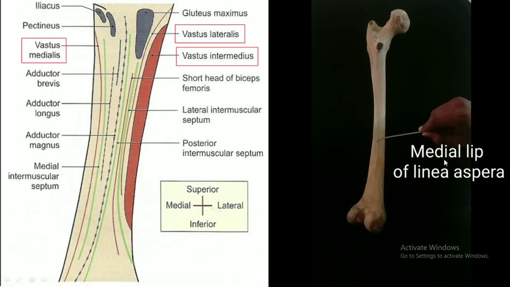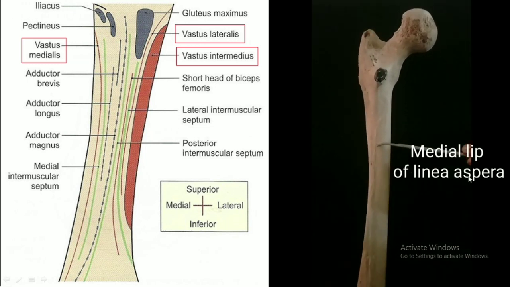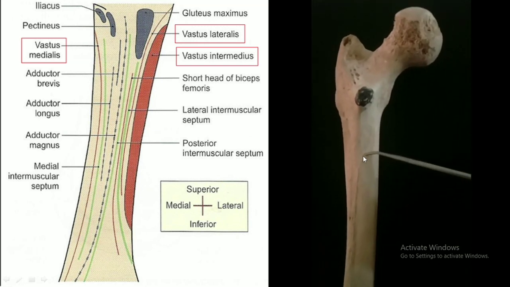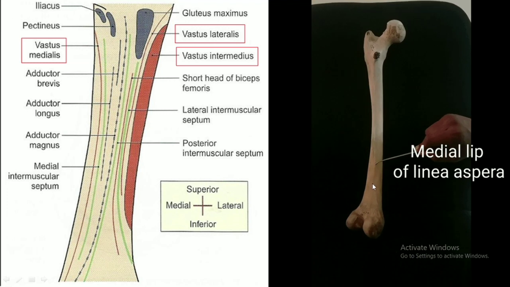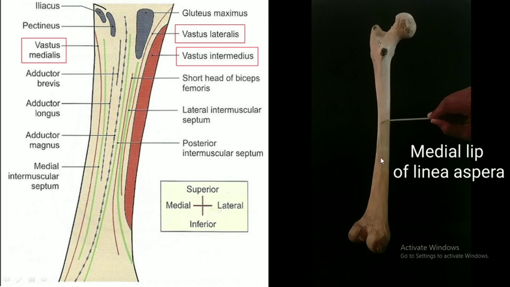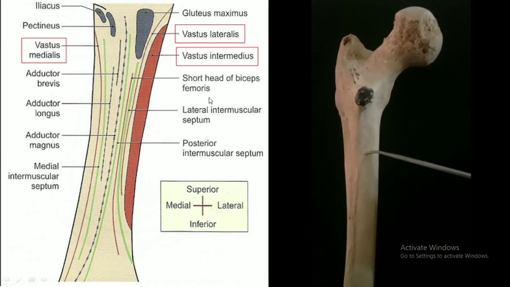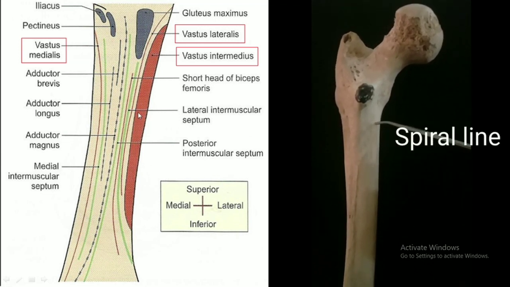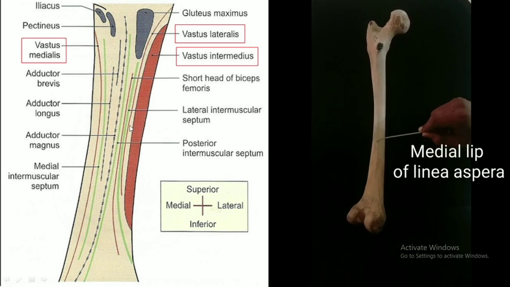Now this is the medial lip of linea aspera. We have seen the lateral lip of linea aspera. This is the medial lip of the linea aspera, and above it is continuous with the spiral line, which we have also discussed, and it continues with the intertrochanteric line. So there is the medial lip and the lateral lip of linea aspera. In between these two there is an intermediate area. So what are the structures attached over the linea aspera, or from the posterior part of the femur?